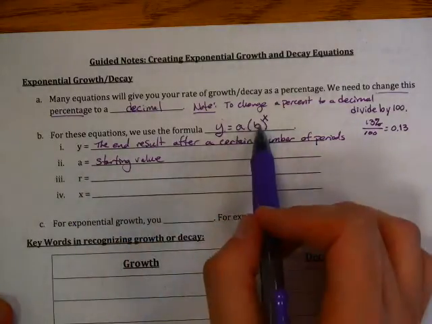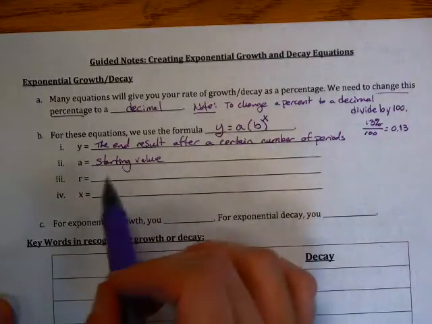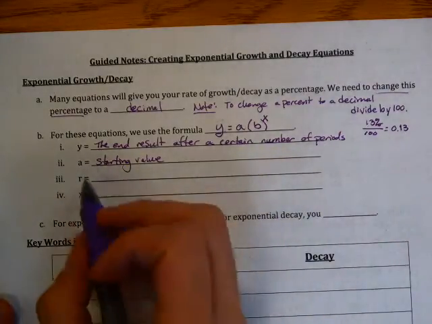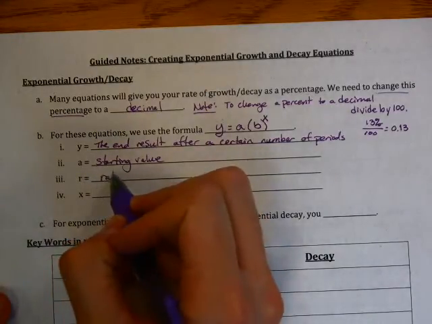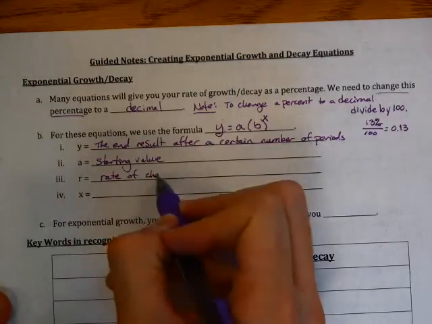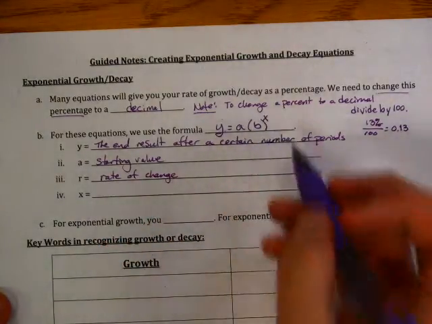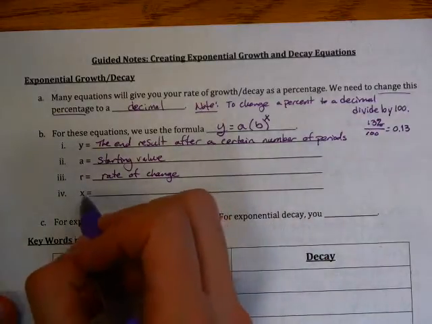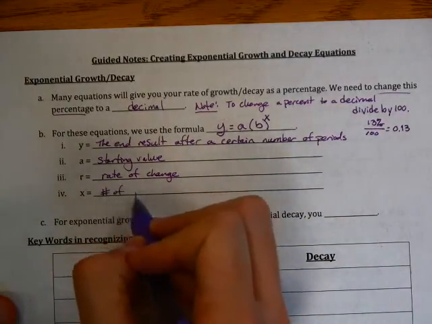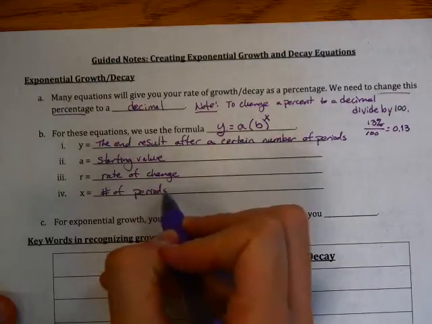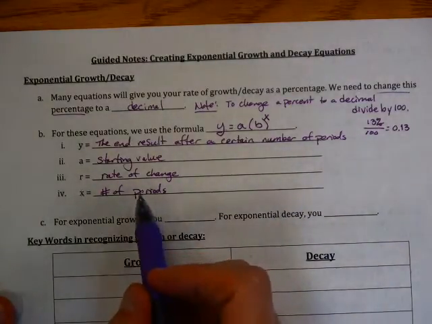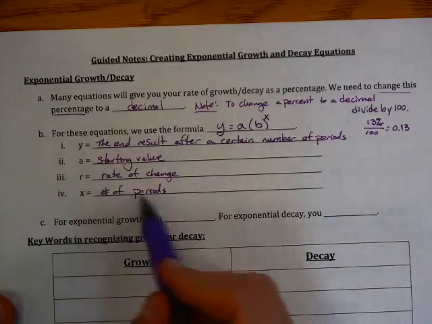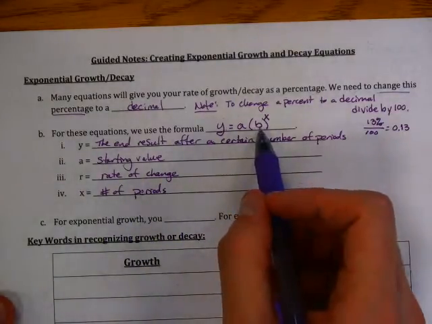Now r is kind of interesting here. There's a b here, not an r. That is not a coincidence, that is intentional. So let's go ahead and define r. It'll come in handy in a moment. r is our rate of change, whether that's growth or decay, it doesn't matter, it's still the rate of change. And x is the number of periods. So for instance, if I get 5% interest in my bank every year, after 5 years, that's 5 periods. So that's how x works.